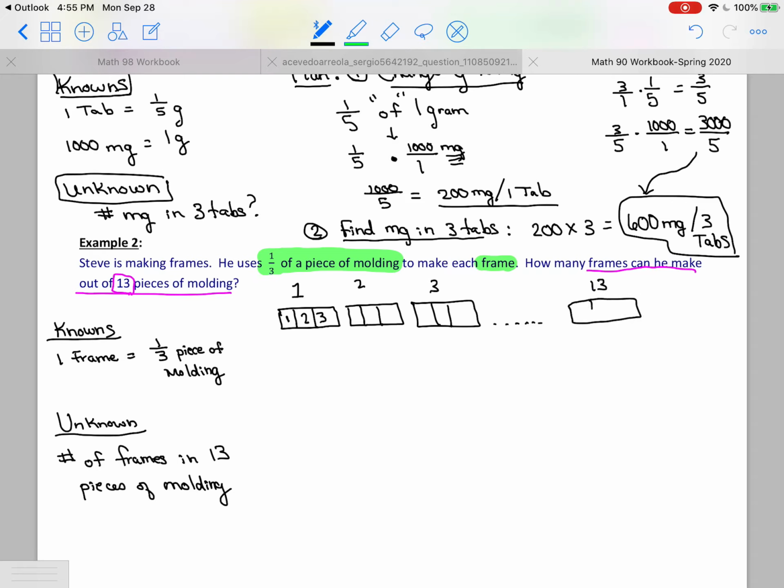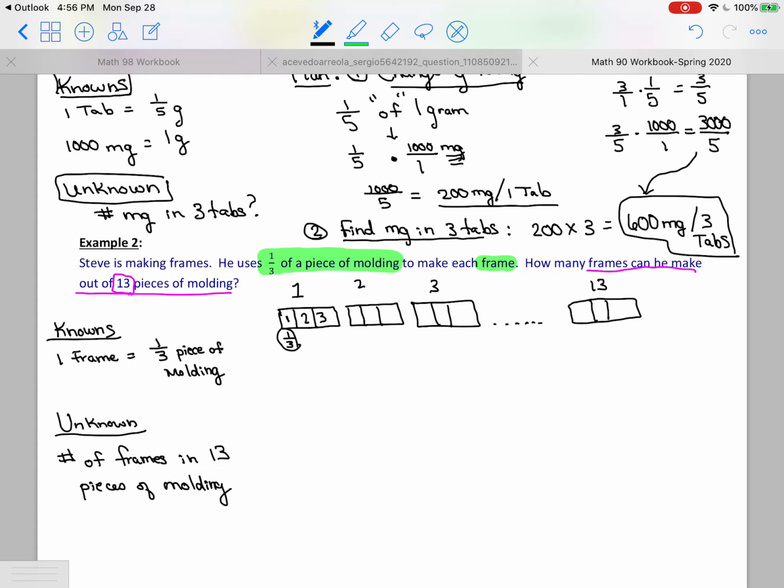But we know we would go on and we would actually end up drawing 13 different pieces of molding, and have 3 frames inside. Now, the thing is, though, each one of these, in terms of using our fraction computation, we would want to note that that's 1/3, 2/3, and a whole. 1/3, 1/3, 1/3, 1/3, 1/3, 1/3. We can look at this several different ways.